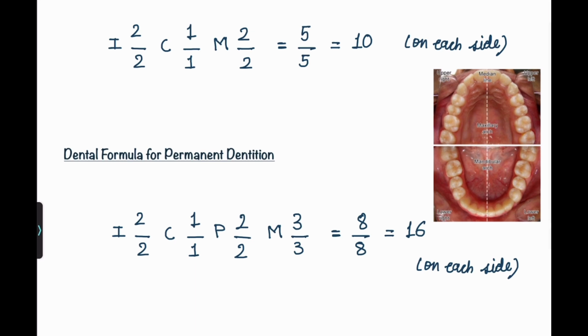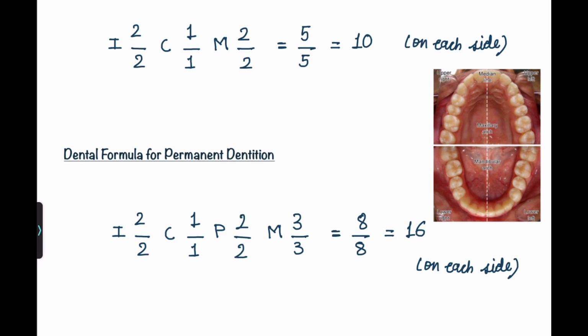The dental formula for permanent dentition is as follows. It is expressed as 2:1:2:3. The permanent dentition consists of 32 teeth, 16 in each jaw and 8 in each quadrant. The teeth present in each quadrant from the midline are central and lateral incisor, canine, first and second premolar, followed by first, second and third molar.